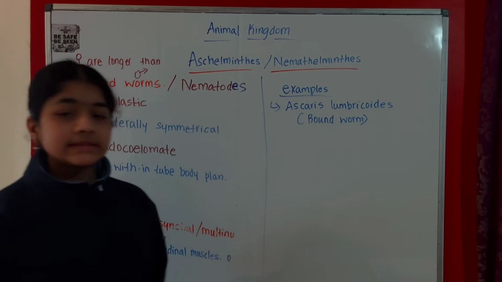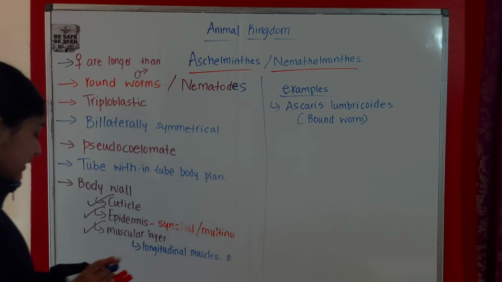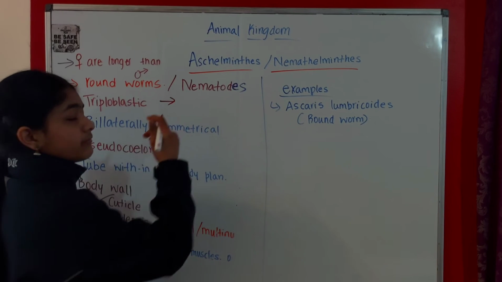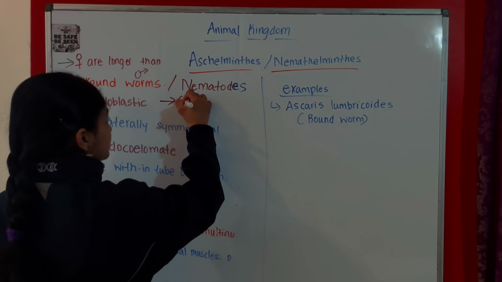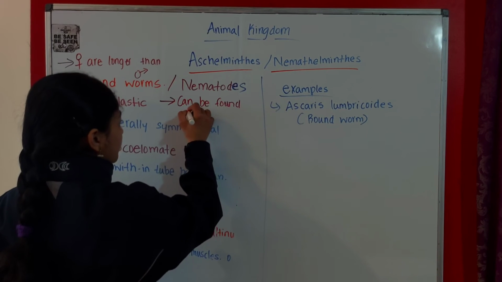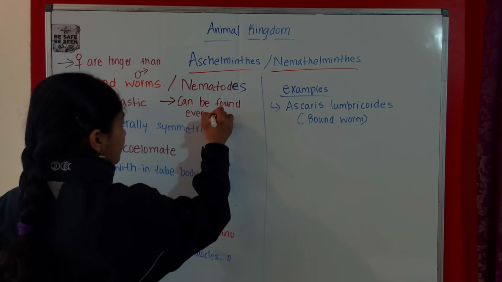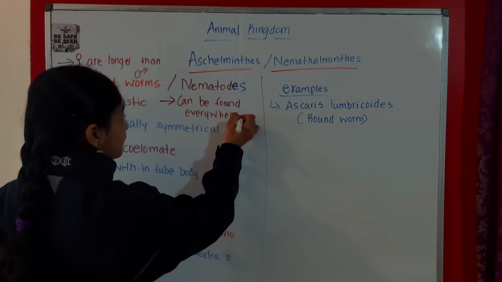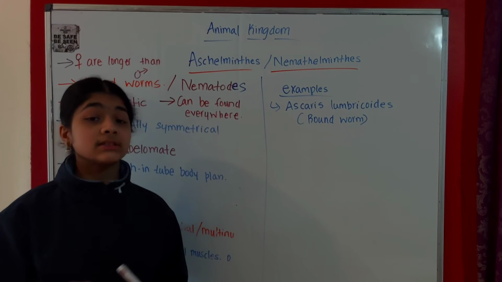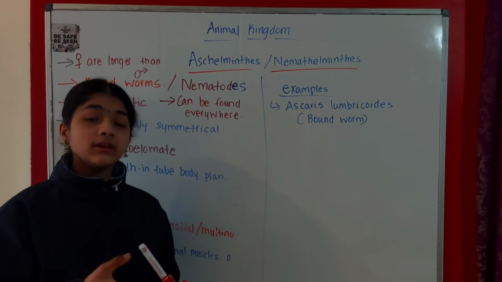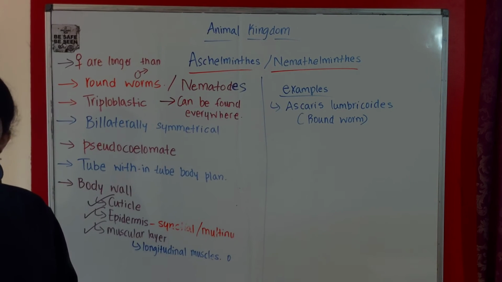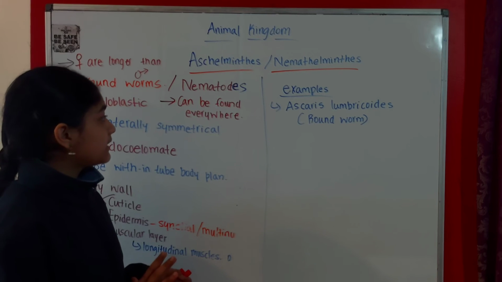So Ascaris is an endoparasite, and one more thing we forgot to mention here, these nematodes can be found everywhere, like a cosmopolitan. They can be found in aquatic and terrestrial forms, in the soil, and even as endoparasites in both plants and animals. In most of the habitats they are found.